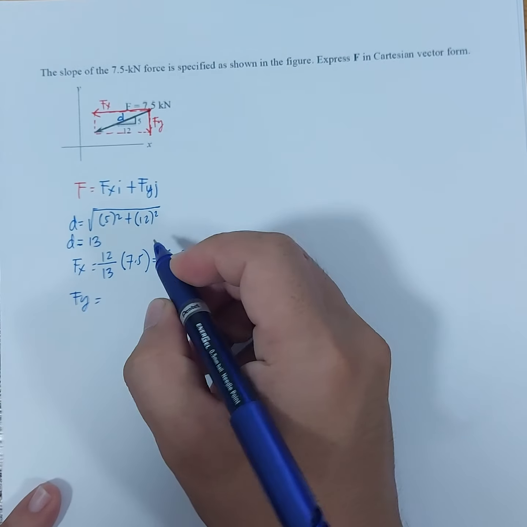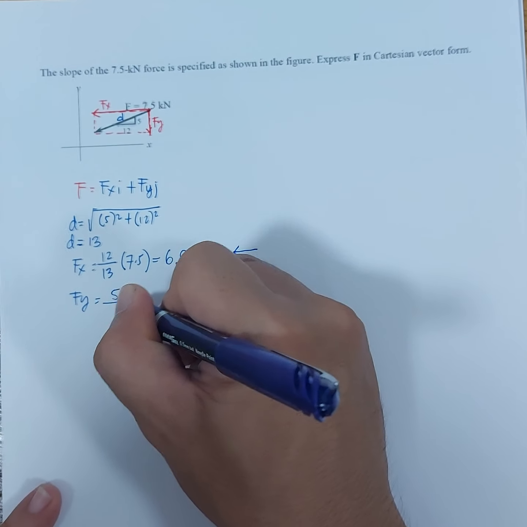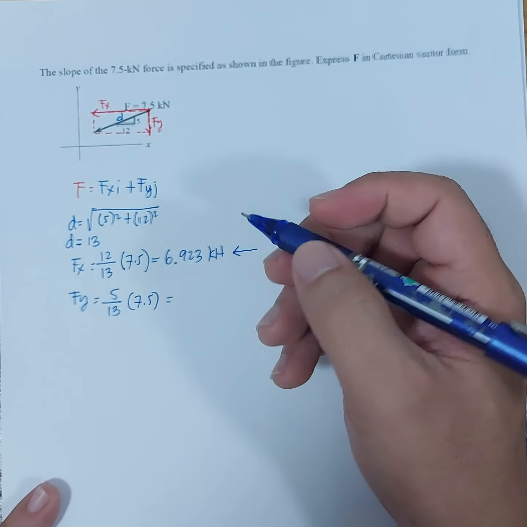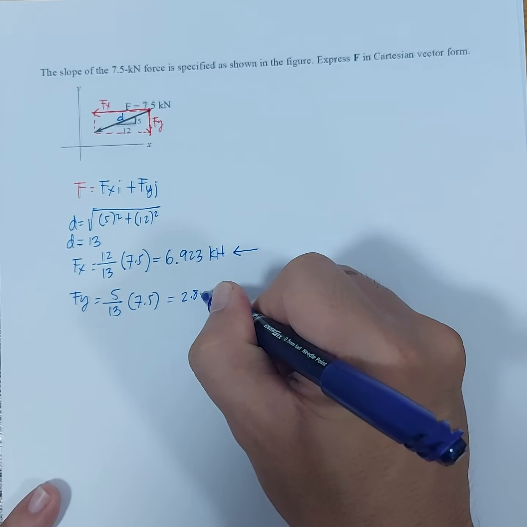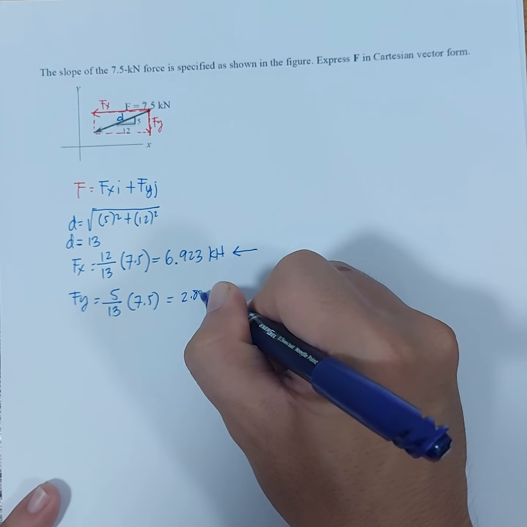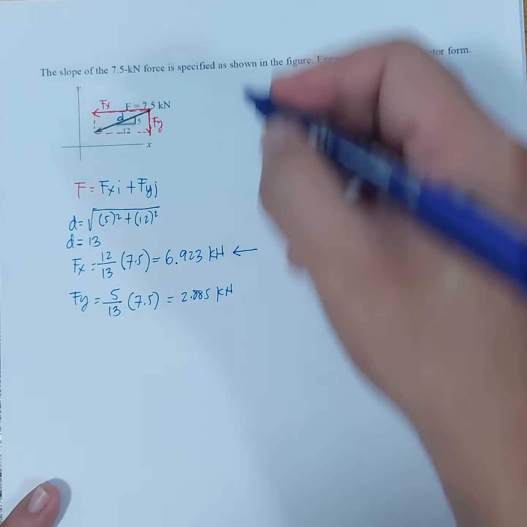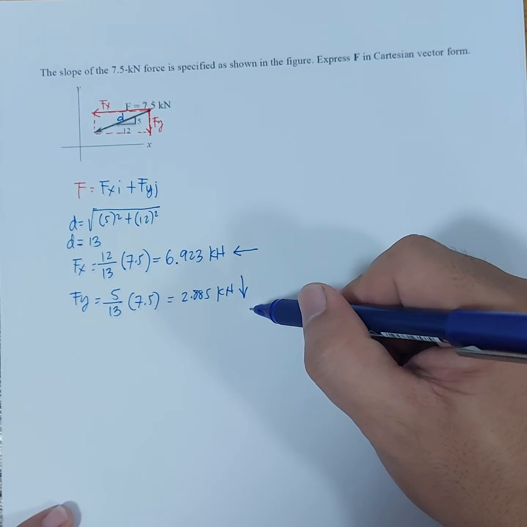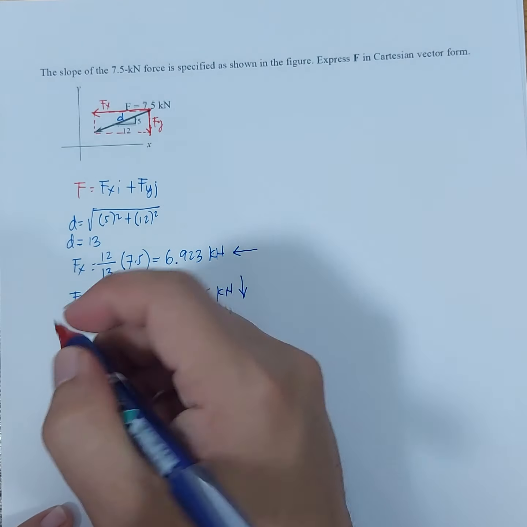And Fy is equal to, again, vertical. So, 5 over 13 times 7.5 is equal to 2.885. And the direction is downwards. Okay? So, yan na. Meron na tayong Fx, Fy, isulat na lang natin in that format.